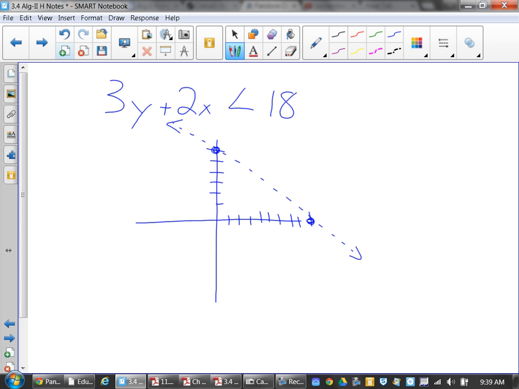So anyway, when you're dealing with these things, you have to have what's called a shaded region. So you have to pick a point that's not on that line to see whether or not it's shaded towards it or away from it. What's the easiest value to choose? 0. So what's 0 plus 0? Is 0 smaller than 18? So it's everything going this way. So your shaded region would be on that half of the graph.